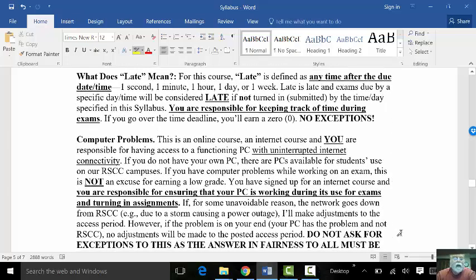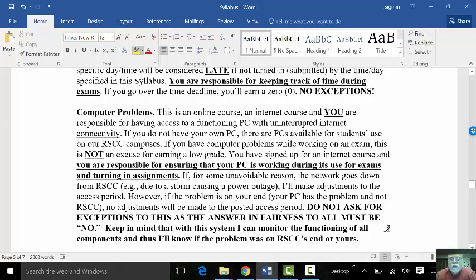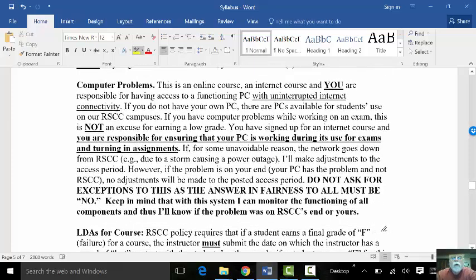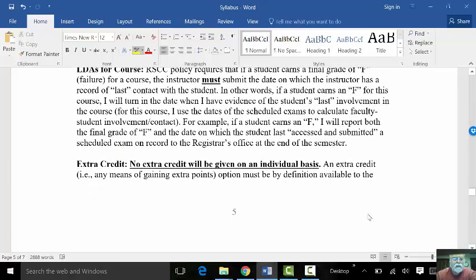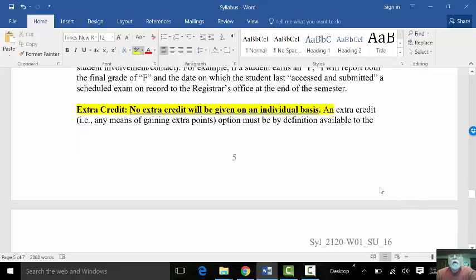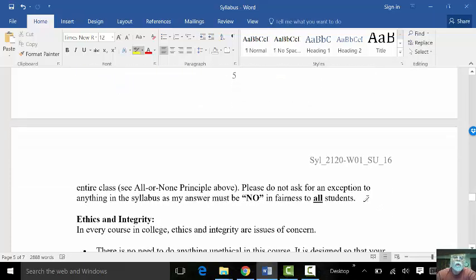Keep this in mind. I'm not a geek. I don't know how to fix your computer. If you have a computer problem, it's your responsibility. This is an online course, and you are responsible for making sure it works. LDA is another thing. I'll get an email out for that. There's no individual extra credit here for this course. No individual. So please note that. All extra credit is the 3 discussion groups, and that's for the whole course.